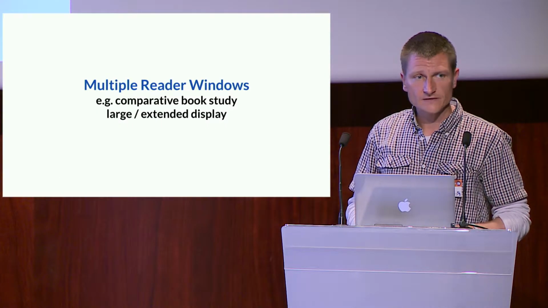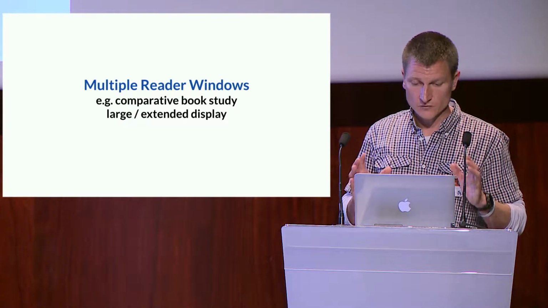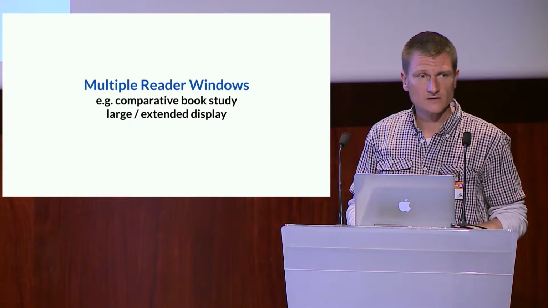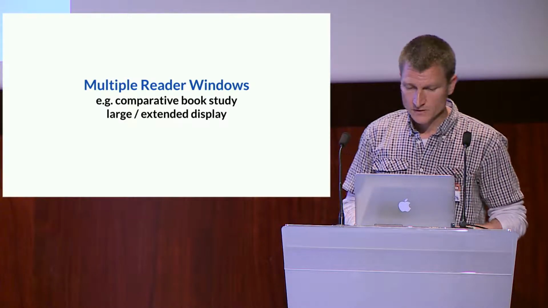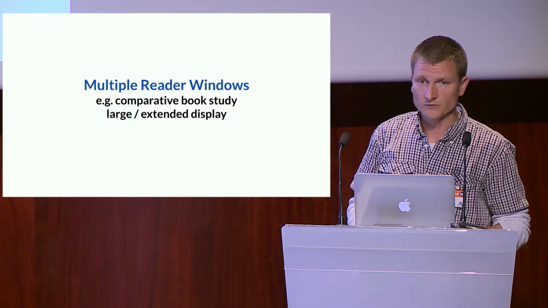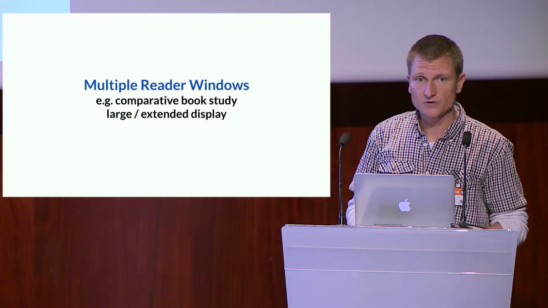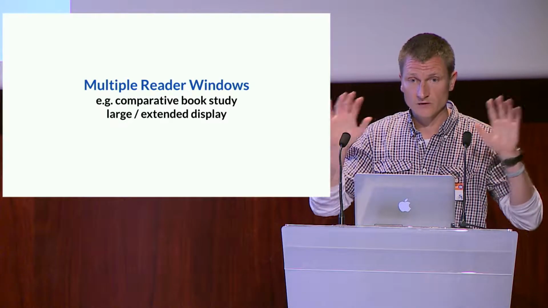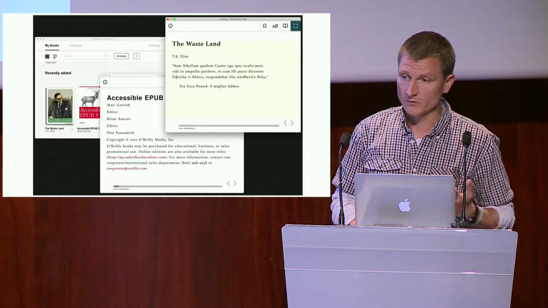Thorium being a desktop app, we really want to leverage the fact that we're going to benefit from a much greater screen real estate, potentially as well extended displays, external displays. So we made it possible to open multiple reader windows. Common use case would be to do comparative book study or foreign language learning by having two different languages side by side of the same book, for example. So that's kind of what it would look like.